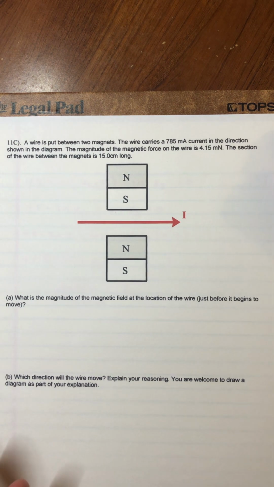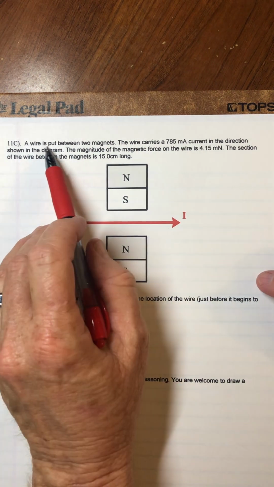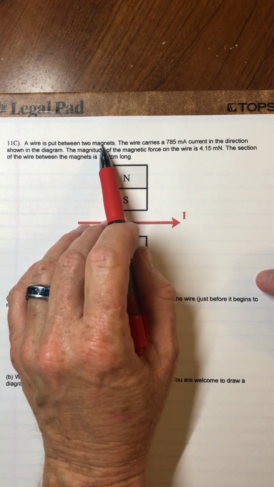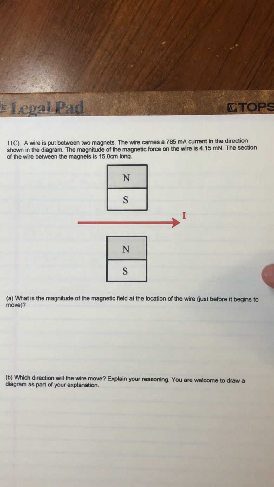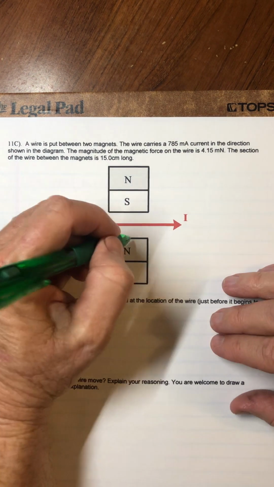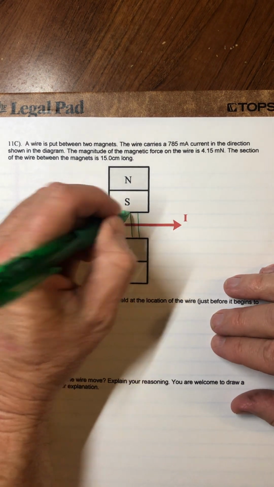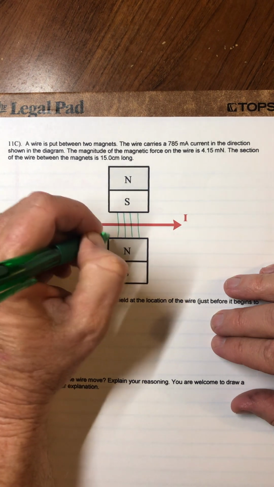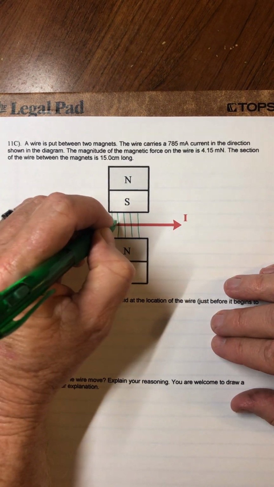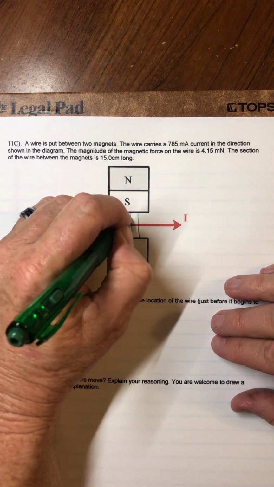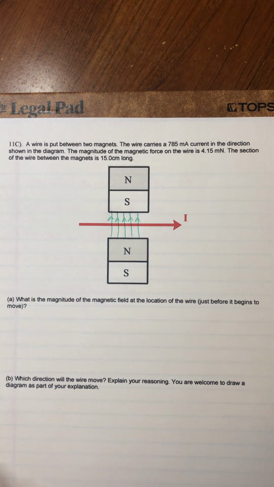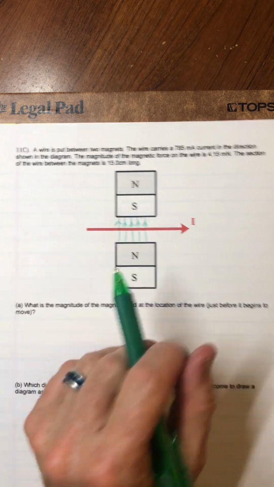It's a magnetic one here. Here it says a wire is put between two magnets. Now let me pause here as I look at the magnets. Again, I always like to do the magnetic field in green. And so we're looking at a field that goes from the north to the south. And that's not in the diagram, and I think that's going to be important here.